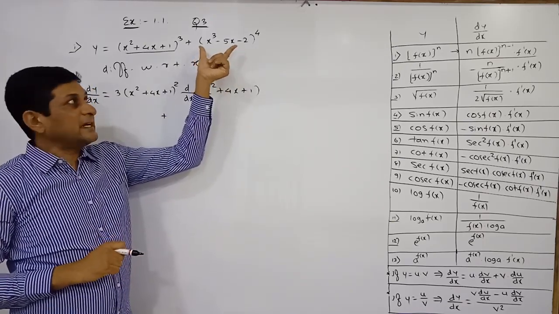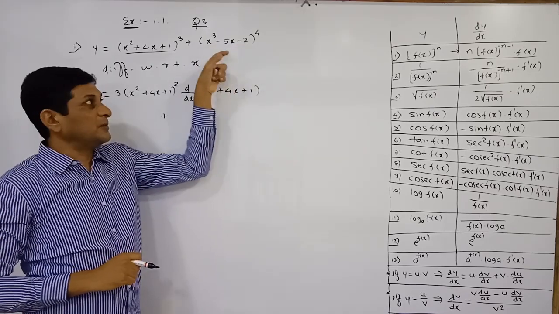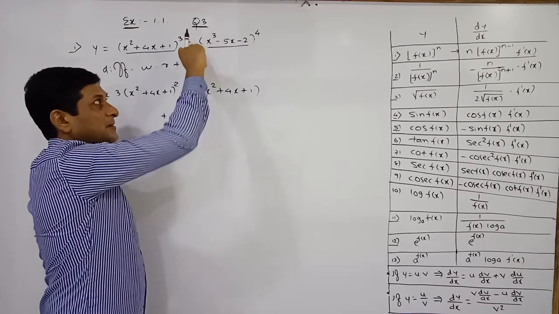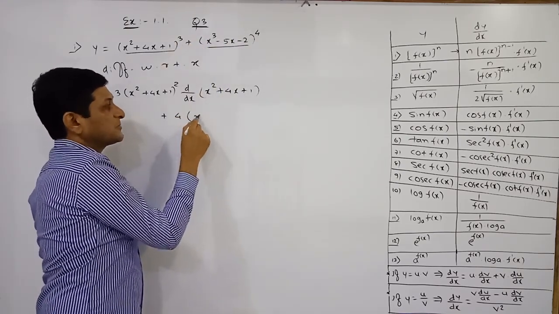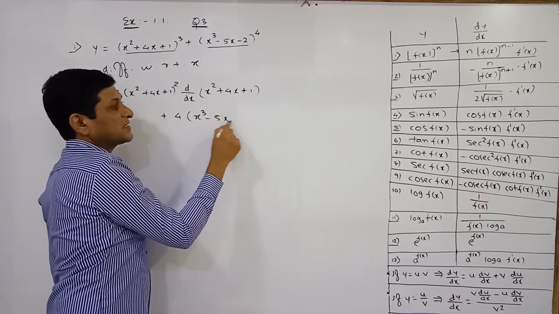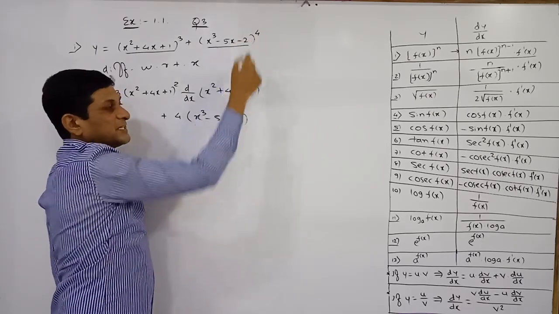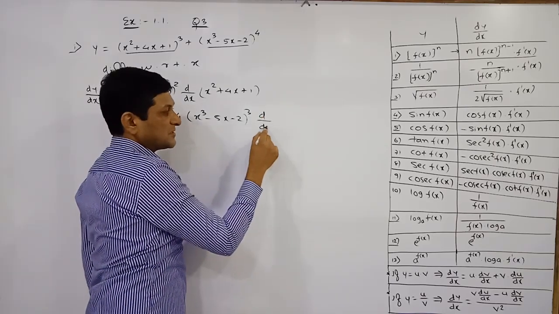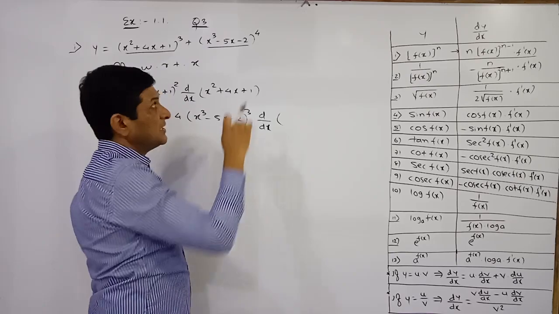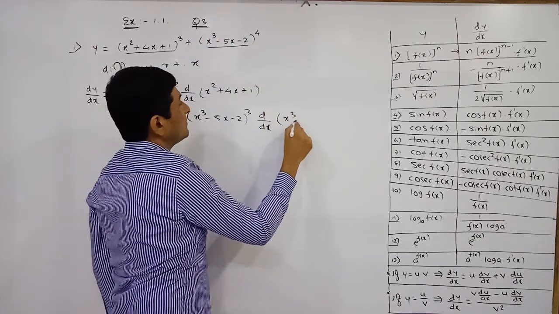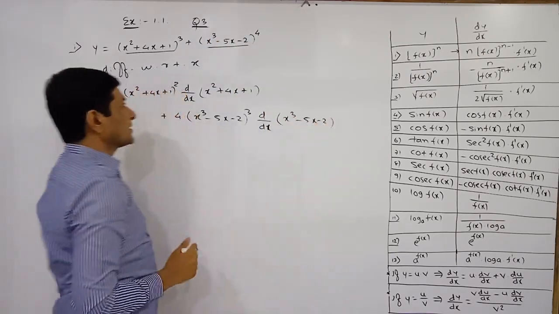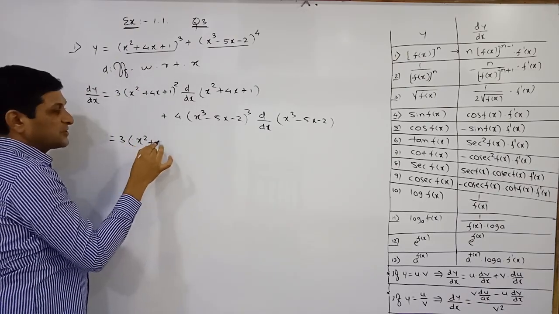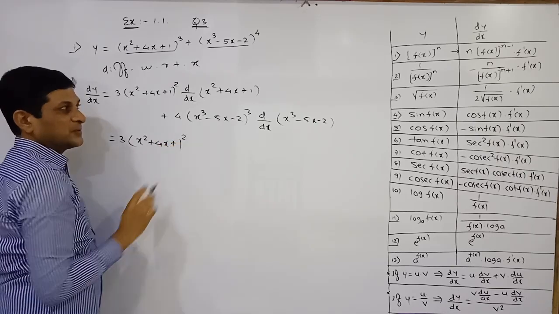If you observe, the second term is also exactly in the form of the first formula, that is, f of x raised to power n. Here also, first take the power as a coefficient, then decrease the power by 1: x cube minus 5x minus 2 raised to power, the new power will be 3, into the derivative of f of x. Derivative can be denoted by d by dx. Here f of x is x cube minus 5x minus 2. Keep the first term, x square plus 4x plus 1 whole bracket square, as it is.